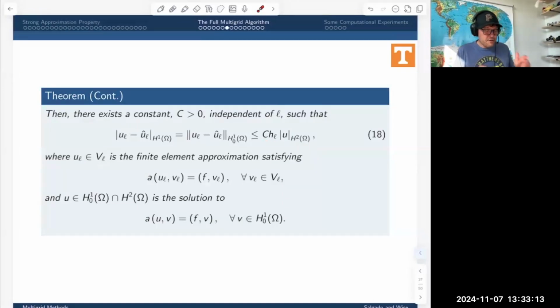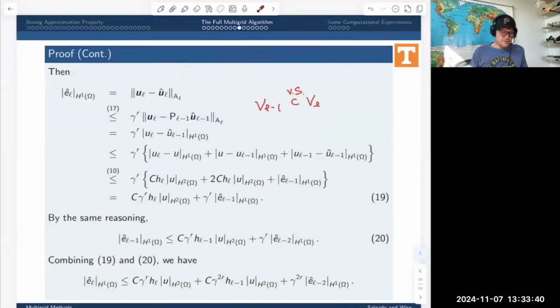All right, so that shows that the full multigrid algorithm returns a solution which is pretty darn good, right? So it's saying that the difference between the finite element approximation and the thing which I'm returning for my full multigrid algorithm has the same relative error as the finite element solution does in the first place in the energy norm. In fact, the next remark addresses this.